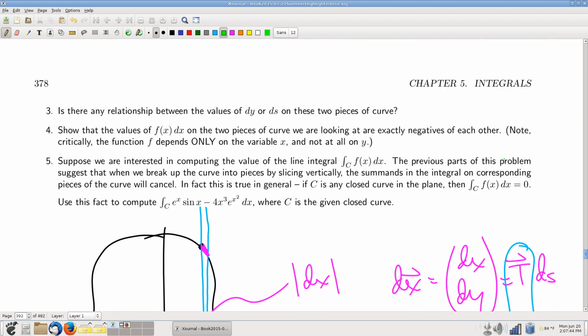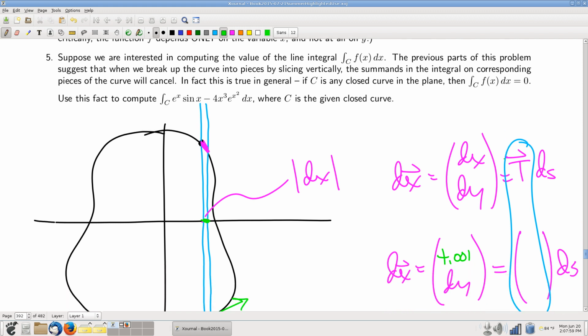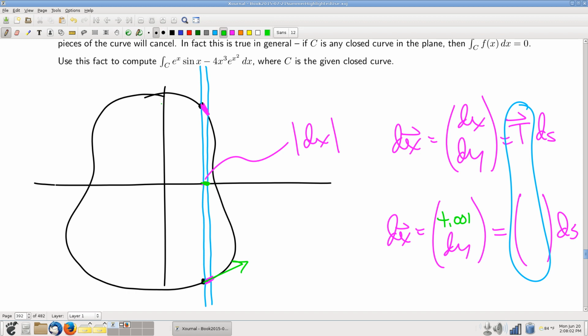Okay. So, is there any relationship between the values of dy or ds on these two pieces of curve? Well, that's a question to be answered after you've actually done these computations, but you're just going to look at the dy. Let me draw on the picture here. For the top piece, you're going to get some dy. For the bottom piece, you're going to get some dy, and is this at all related to that? No, they're totally different. It's not like one is the negative of the other or anything like that. They're just completely different things.